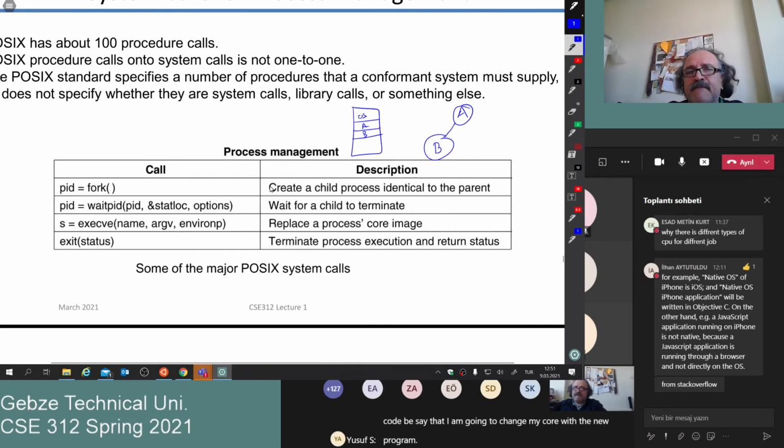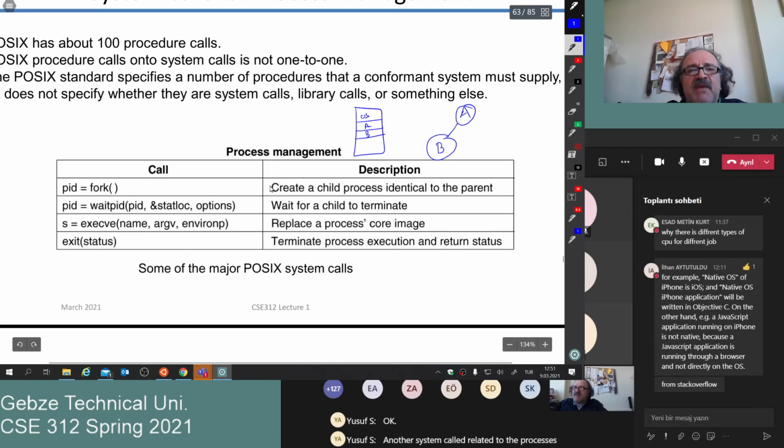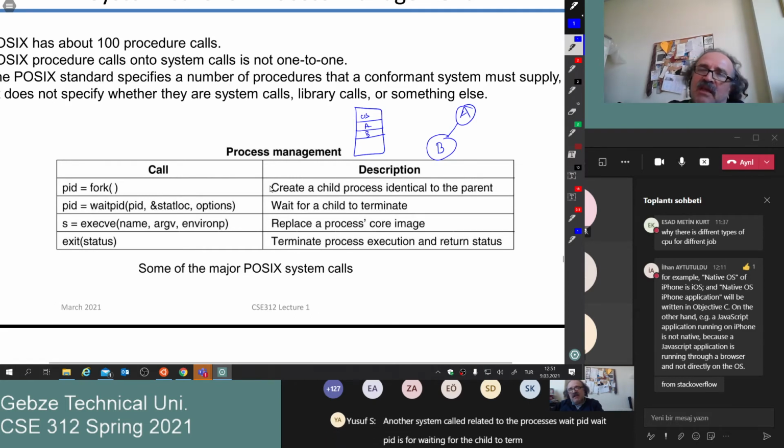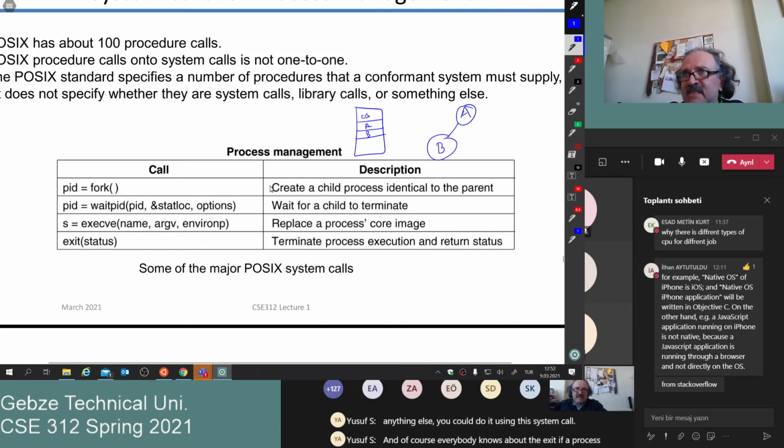Another system call related to processes is waitpid. Waitpid is for waiting for a child to terminate. If A says that I am going to wait for B to terminate and I am not going to do anything else, you could do it using this system call. And of course, everybody knows about exit. If a process makes a system call named exit with a status number, then the operating system is going to terminate that process. So that is 4 system calls out of 100 I showed you.